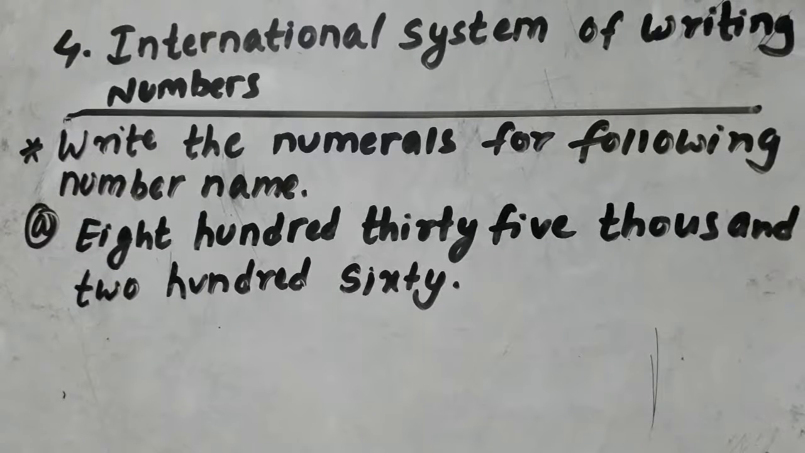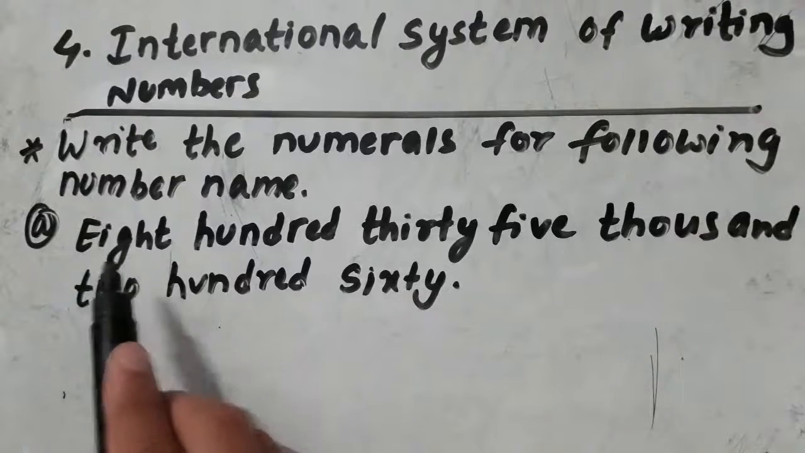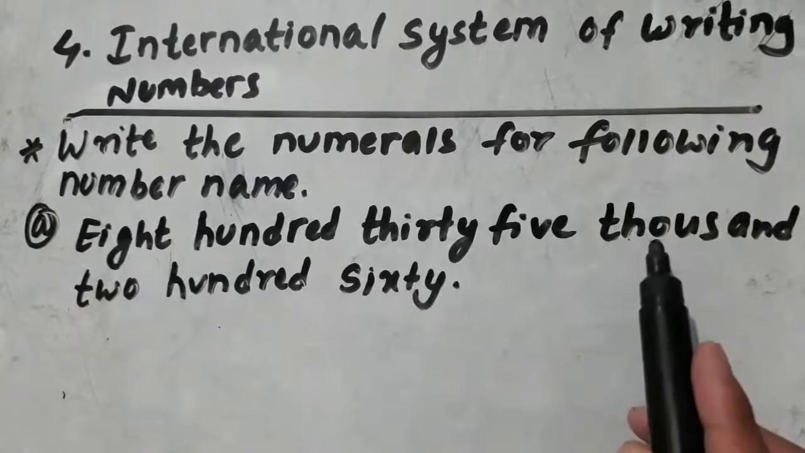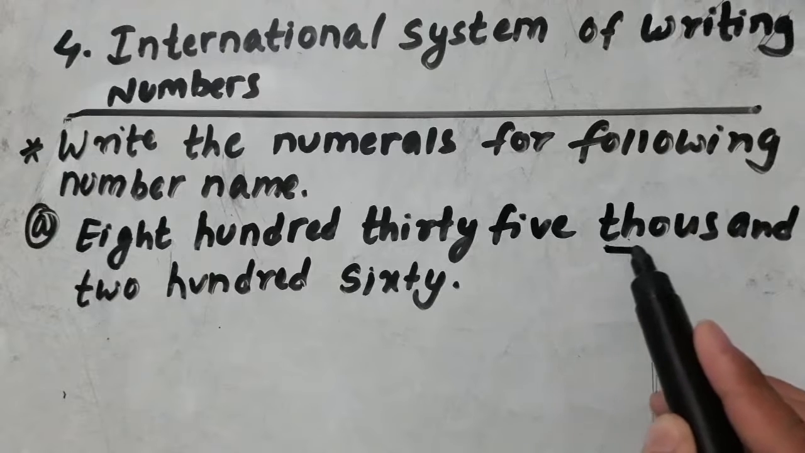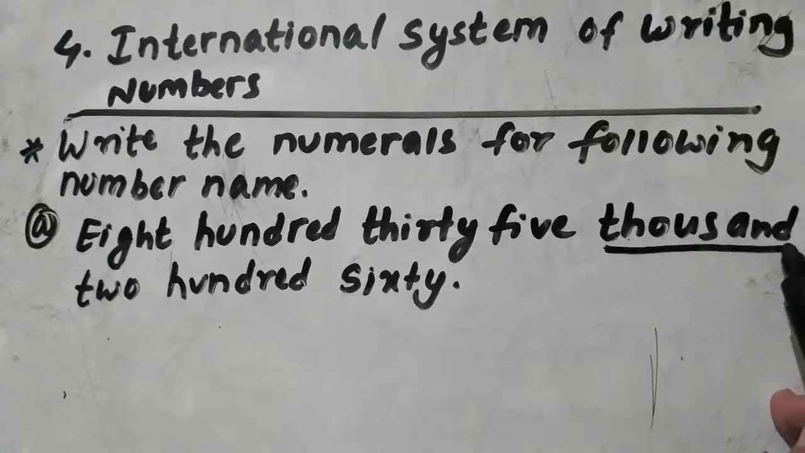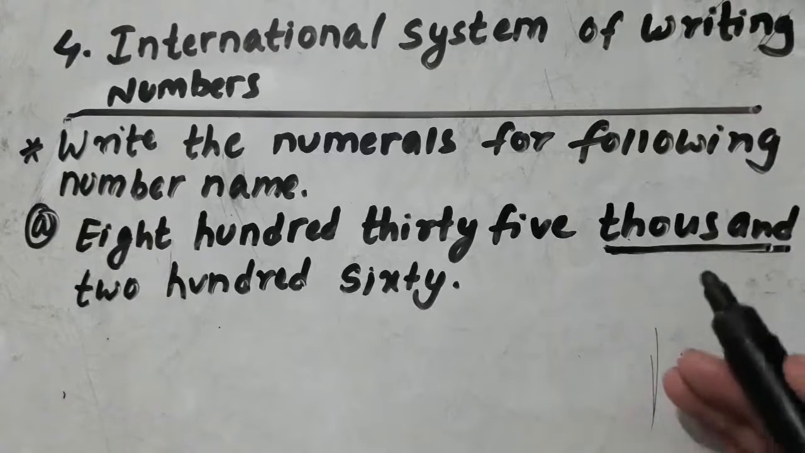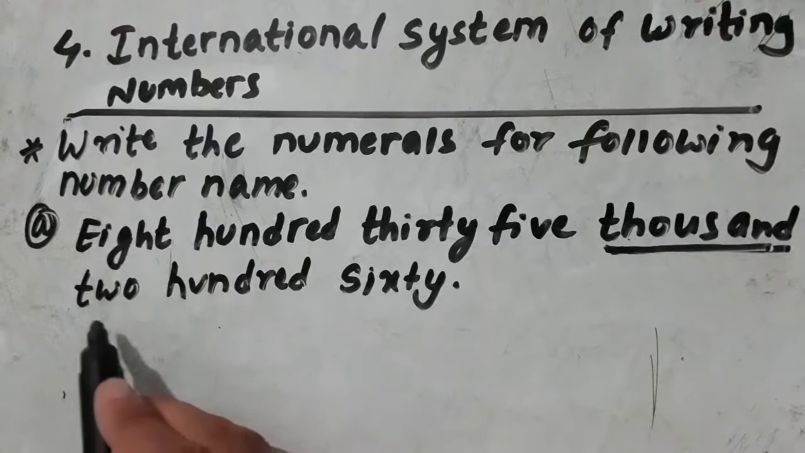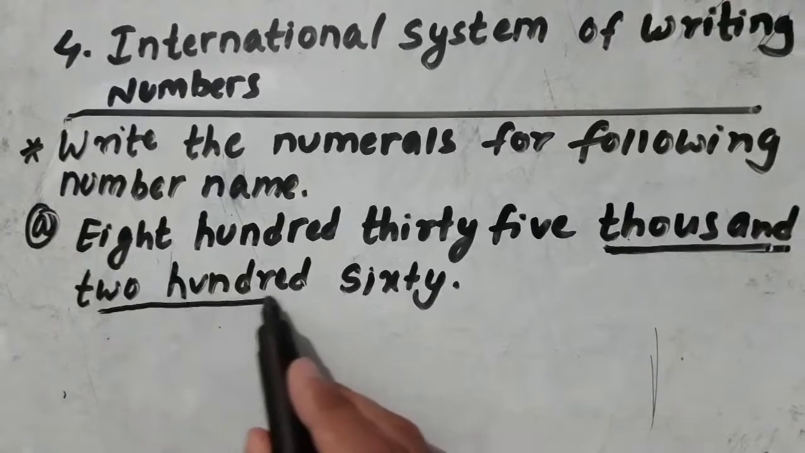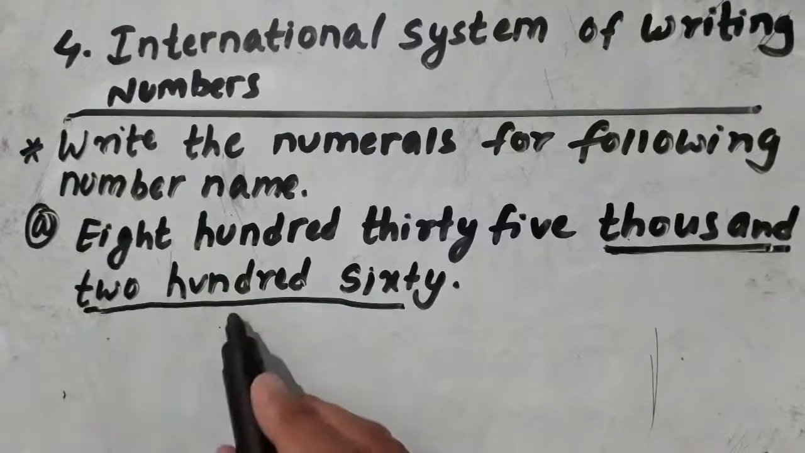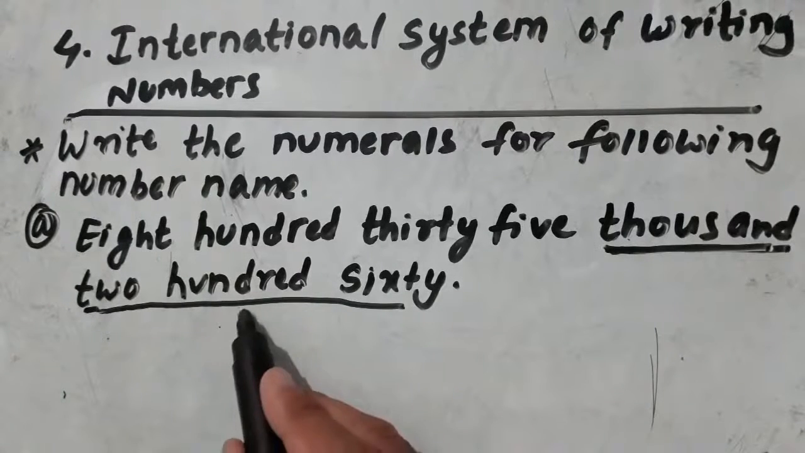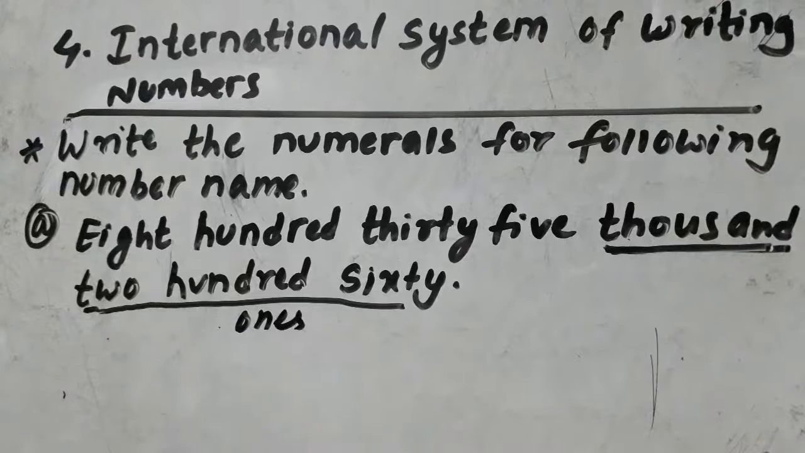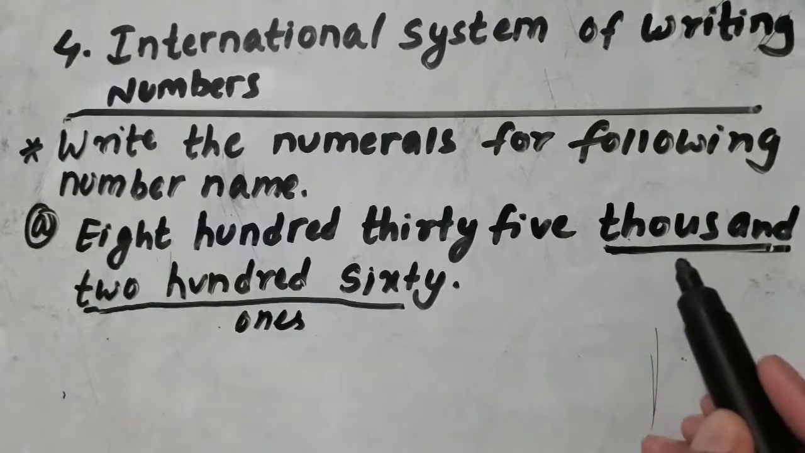So let's consider first. So here 835,000, students, this is the period thousand. And after thousand, whatever is there, that is the period of ones. So these are 260. They are the period of ones, and this is the period of thousand.